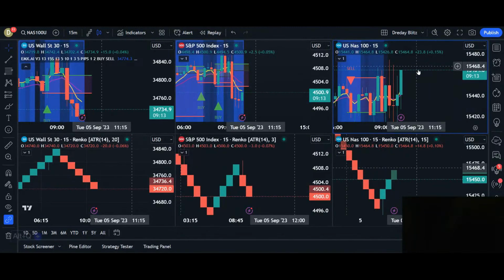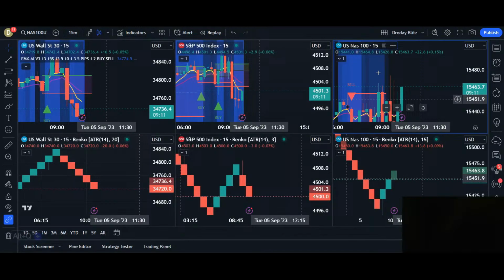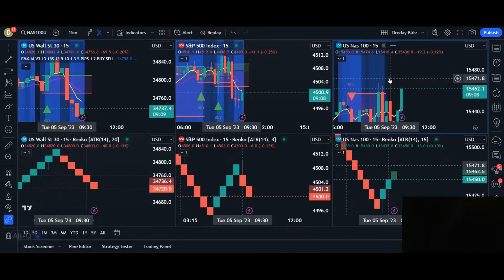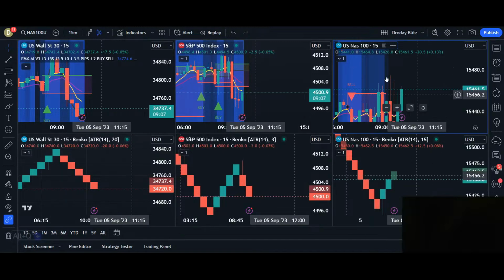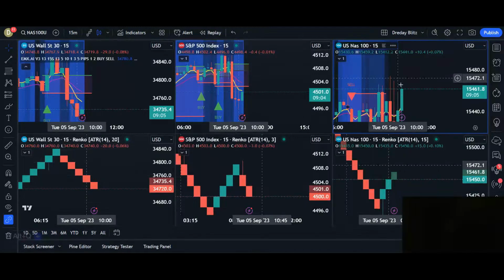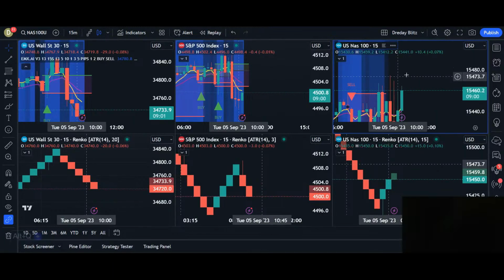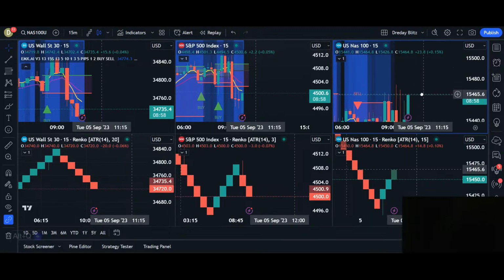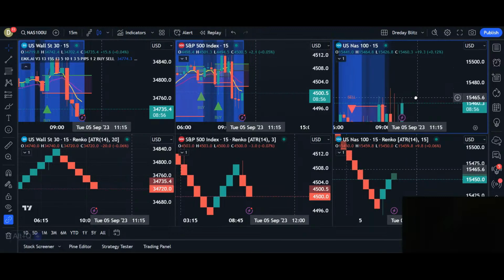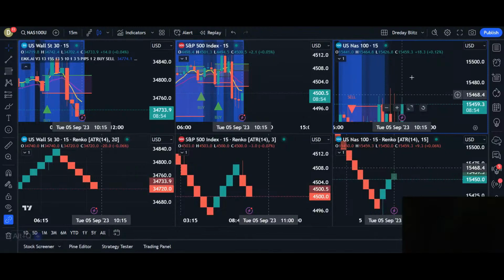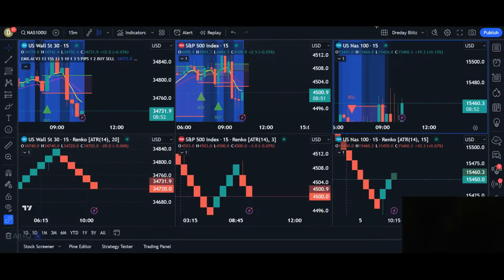So we'll see if it's going to close above this wick. That will confirm to us that it's still going up. So we'll wait until the close of the 10:15 candle and see how it goes. I'll be back in about 5-10 minutes here when the next candle comes in.